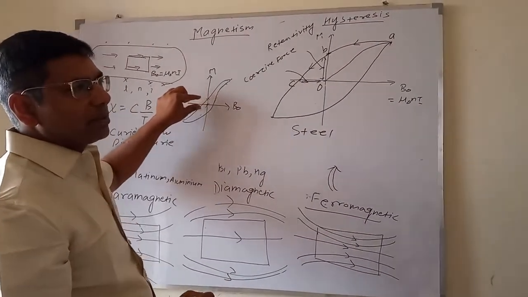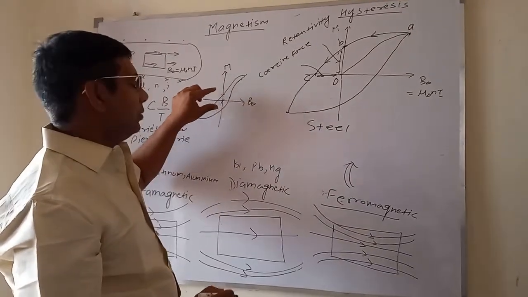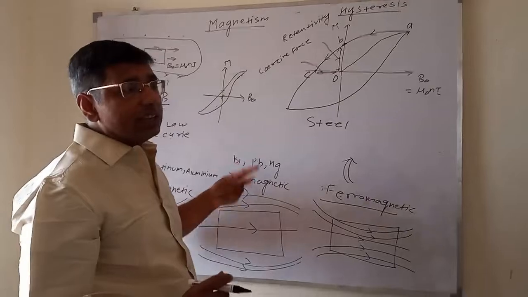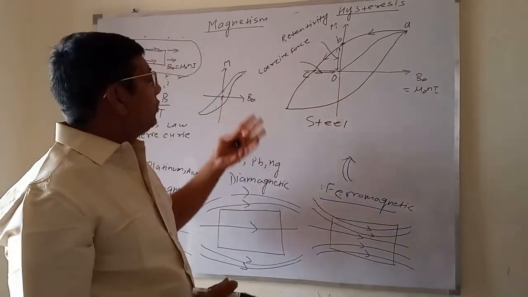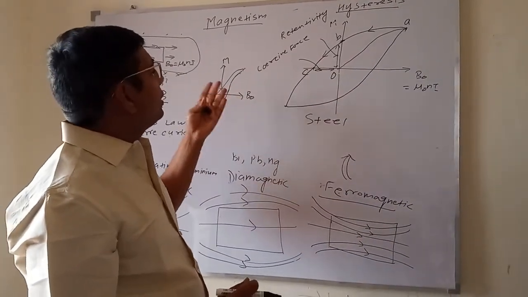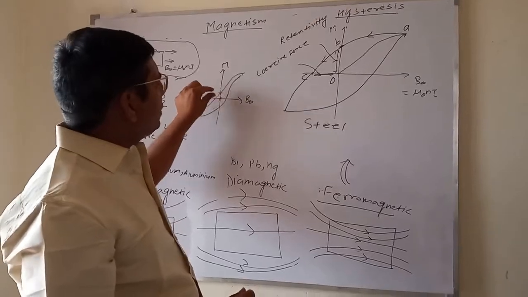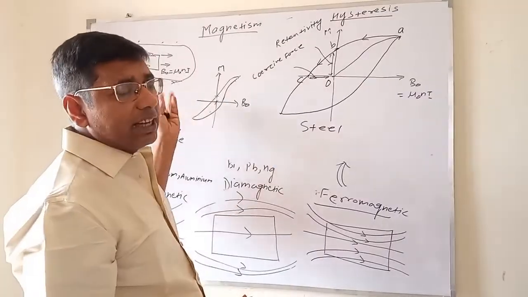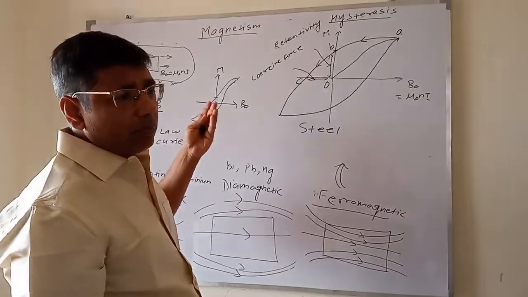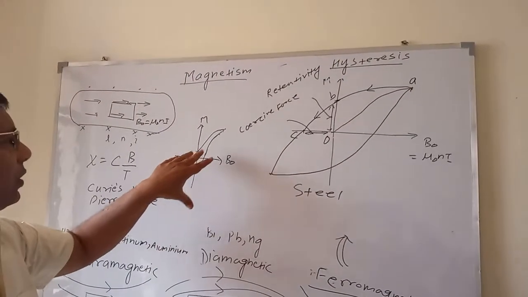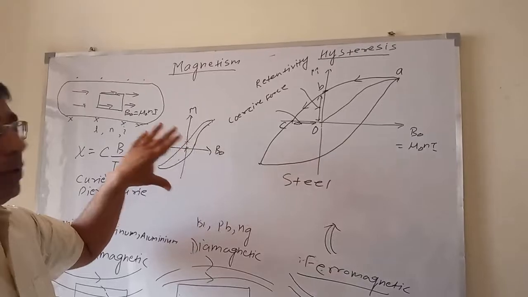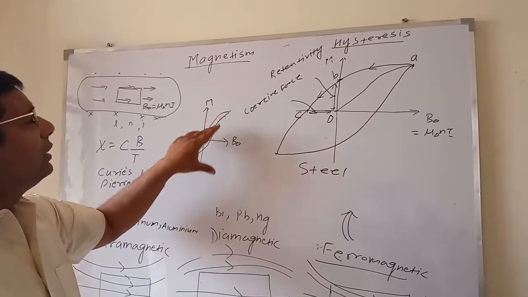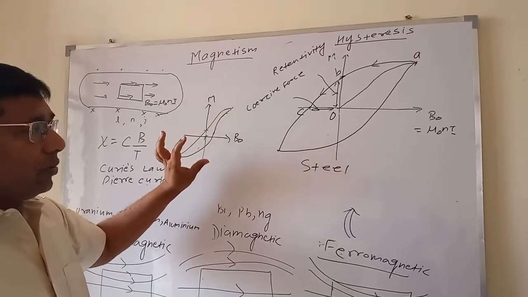So it depends on what kind of application you want. For computer memory, if you want to use this kind of material, then the value of retentivity should be small. But for an electromagnet, we want to make it zero. For computer memory, it should be a very small quantity, right?